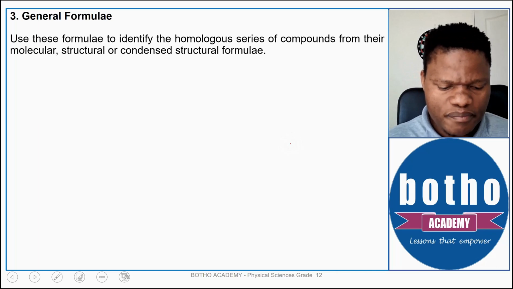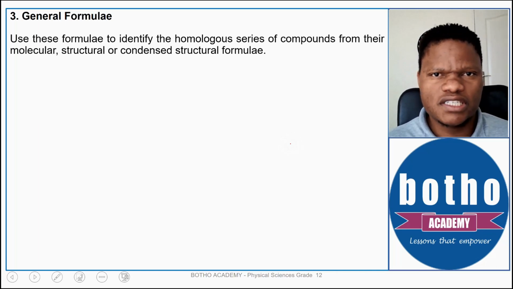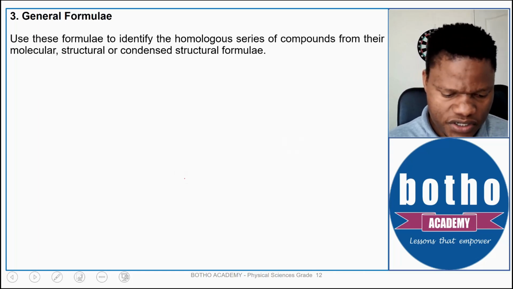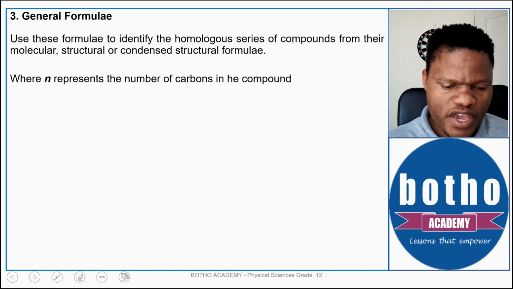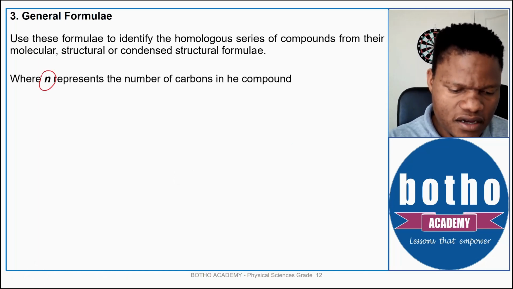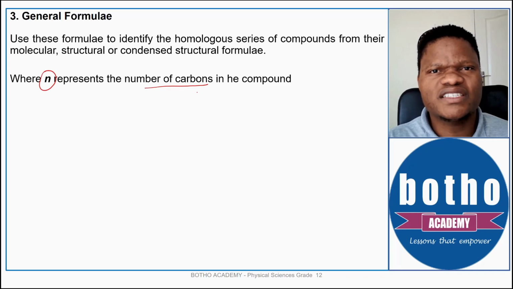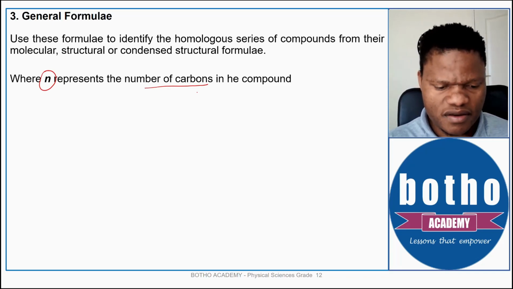Okay, now basically every homologous series can be represented by a general formula. Now in a general formula, usually we have the letter n representing the number of carbons in the compound. So the formula doesn't tell you how many carbons are there, but the number n just represents the number of carbons.